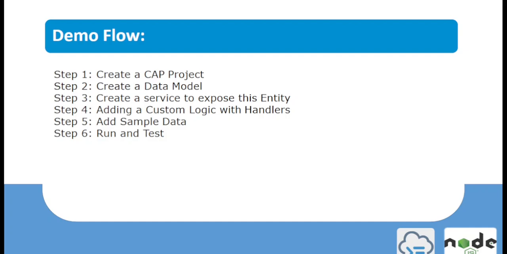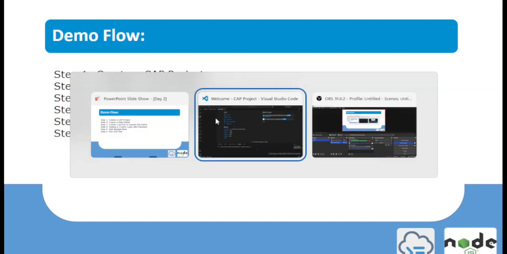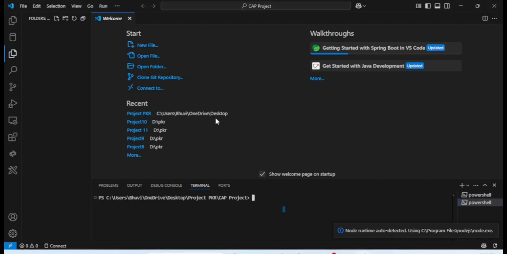Step 5, we will create sample data. We will use a .csv file, place it under the db folder and the data folder, and populate it with sample data. Finally, we'll run the project and test it using a client. Let us jump into Visual Studio or the Bash tool and start implementing. I'm using Visual Studio in this video, and the steps remain the same for the Bash tool as well. Let us get started. First step.